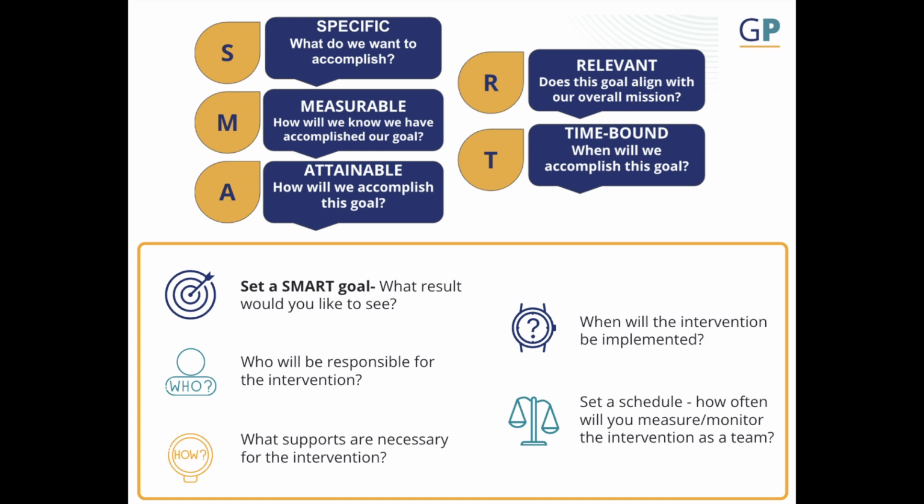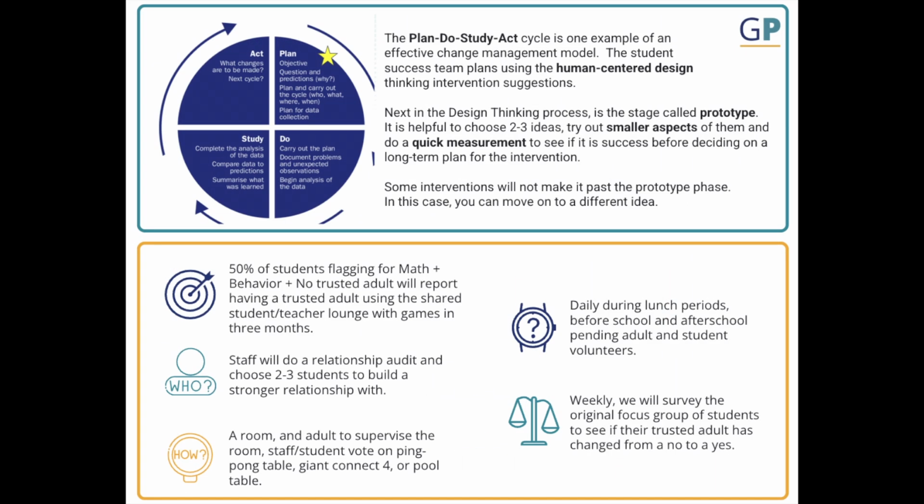Point persons are chosen to lead the implementation, and the team decides on a timeline. Included in the timeline are intervals to revisit data to measure and monitor success. The Plan, Do, Study, Act cycle is one example of an effective change management model a student success team can use when planning their intervention.